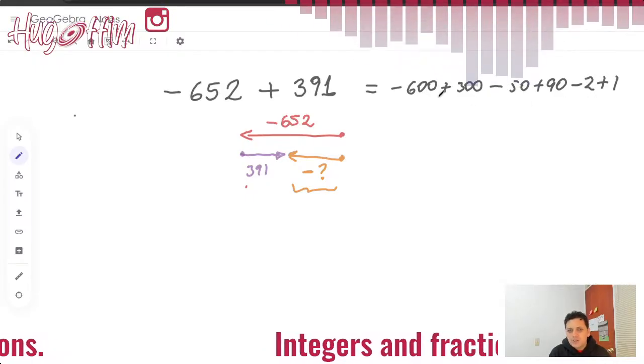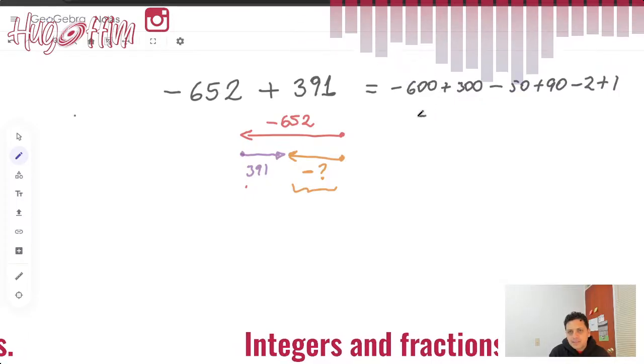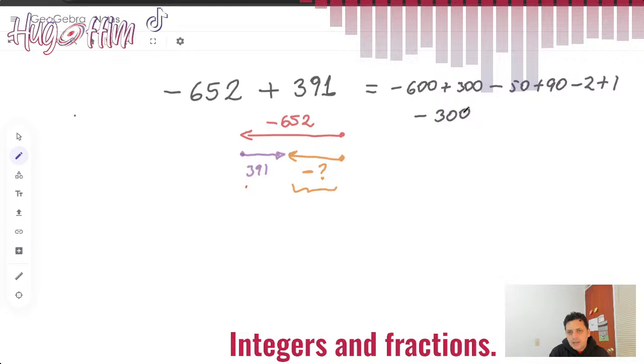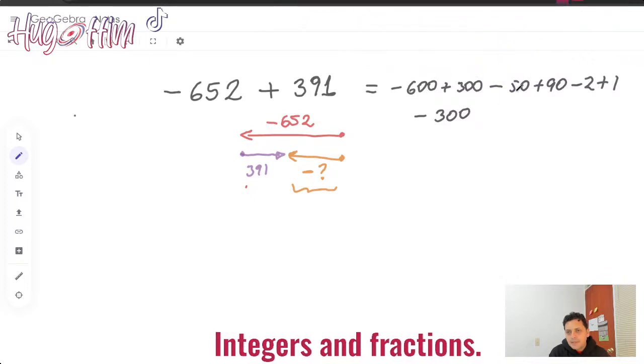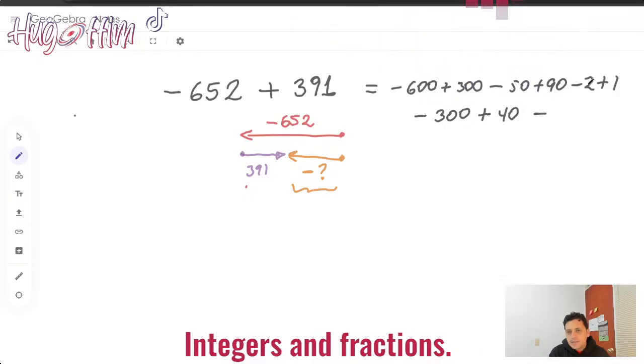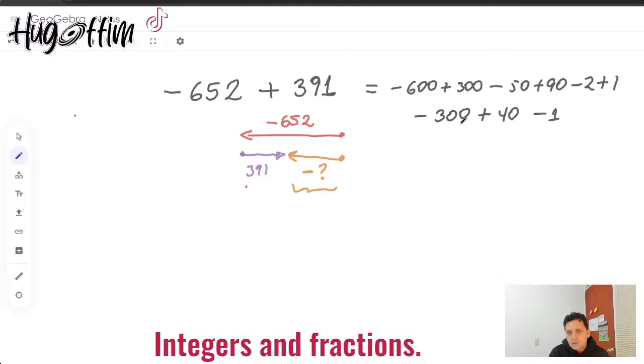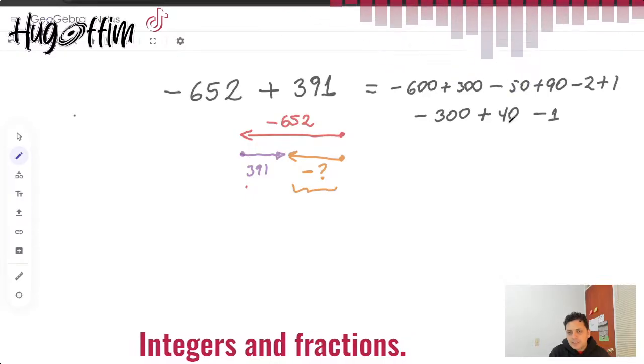You can do it using column form. It's okay. There's no problem. Negative 600 plus 300 is negative 300. Minus 50 plus 90 is plus 40. Minus 2 plus 1 is negative 1. So, negative 300 plus 40.